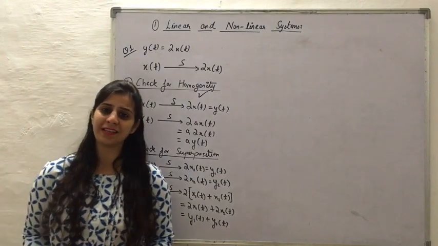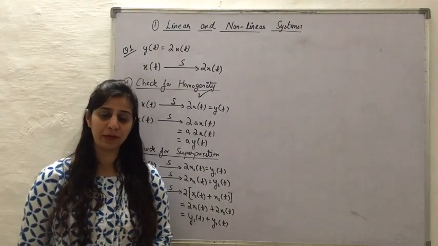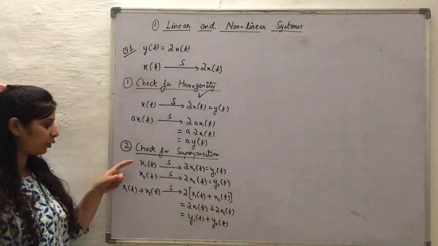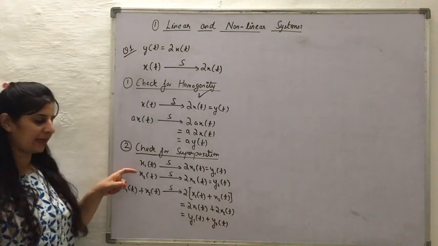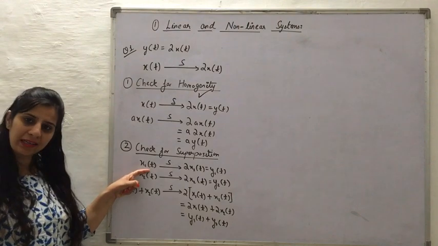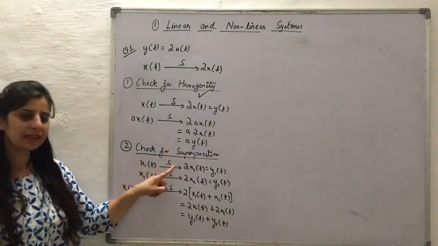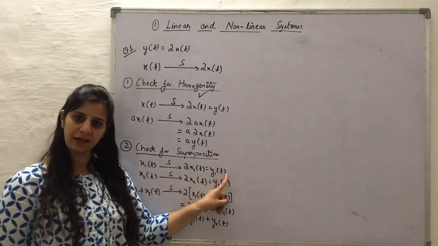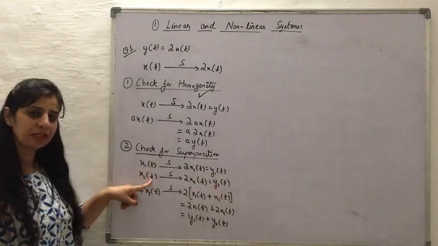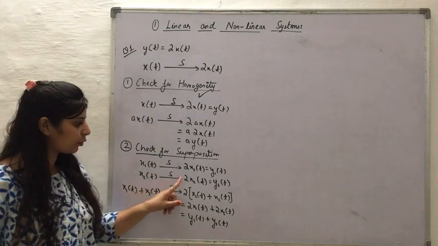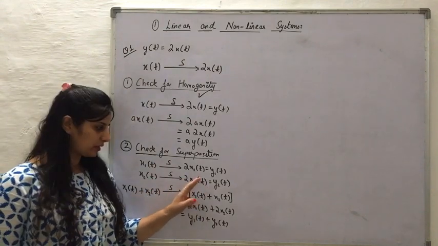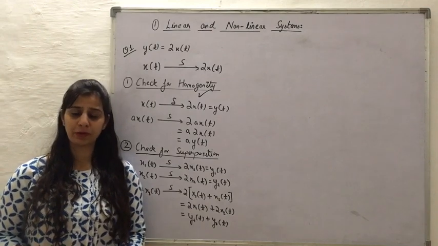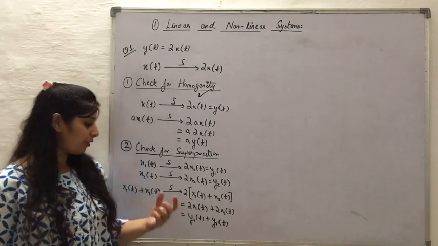The second task is to verify the superposition principle. For verifying the superposition principle, what I have done is I have taken two signals, x1(t) and x2(t). When x1(t) is passed through the system, it is giving the output as 2 of x1(t), which is then equal to y1(t). When x2(t) is passed through the system, it is giving the output as 2x2(t), which is then equal to y2(t).